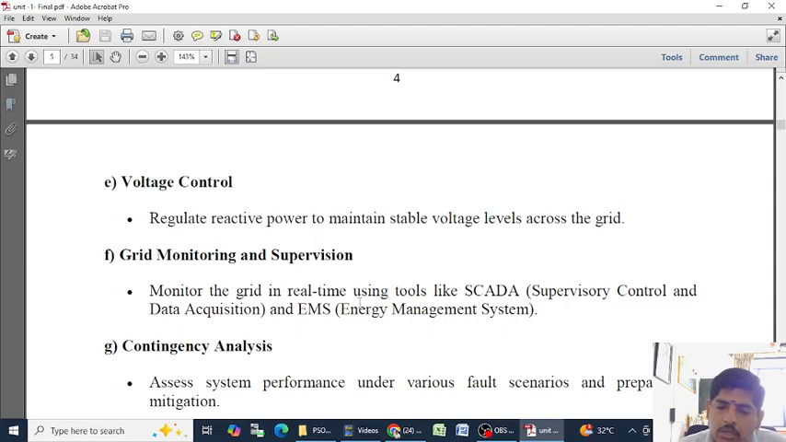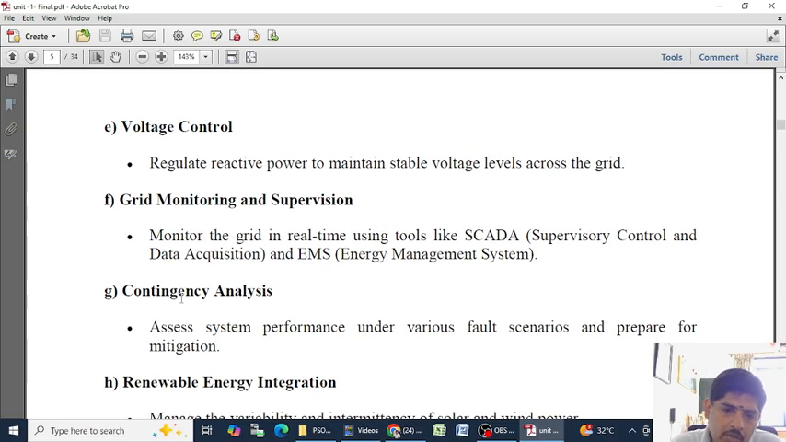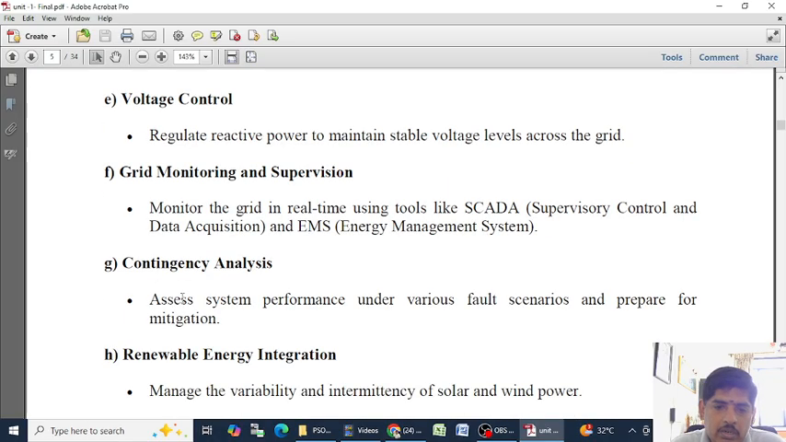Okay, and I have to give the signal to the generating station or to the load dispatch center to maintain that parameter within the limit. Okay. And the next one is contingency analysis. Assess system performance under various fault scenarios and prepare for mitigation. So that is called contingency analysis.